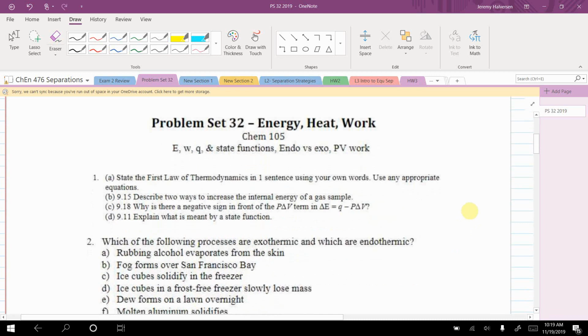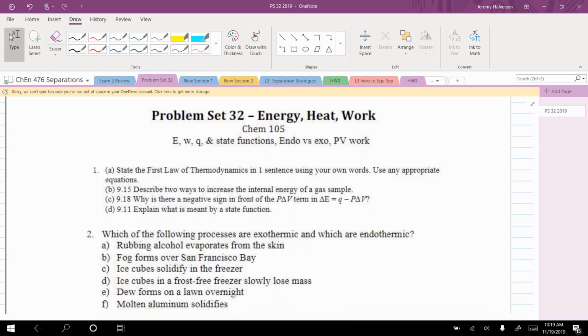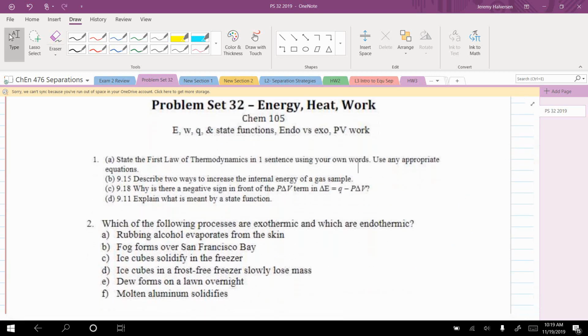So this is problem set 32. We didn't get time to talk about it because of me, but anyway, I'm just going to go through it right now and answer all the questions and talk my way through it.